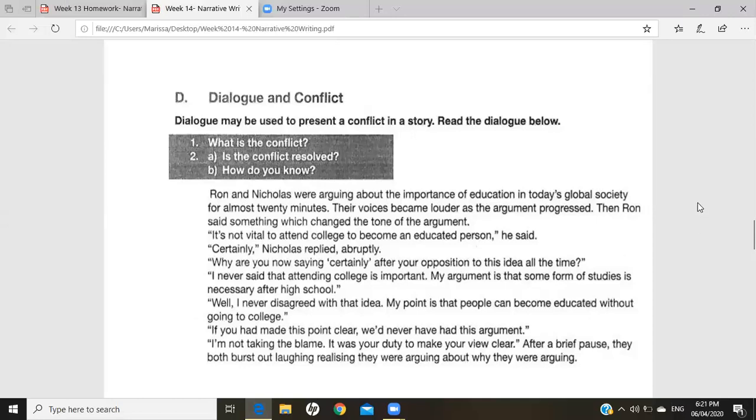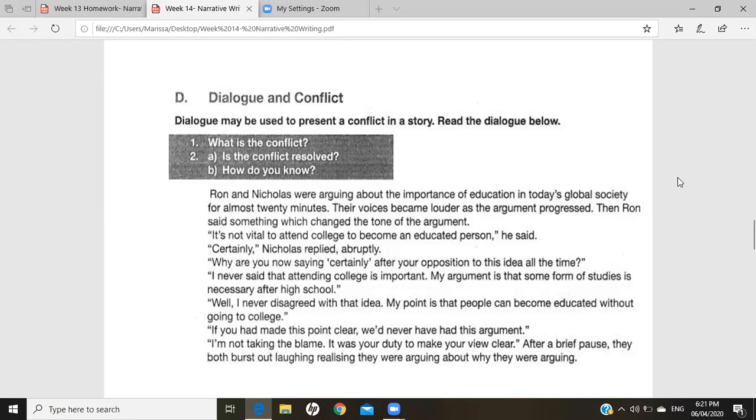They're arguing about the importance of education. Very good. And do you think at the end the conflict is resolved? Yeah. And how do you know that? Because after a while, they both started to laugh, realizing that they were just arguing about arguing. Good. Sometimes you see people arguing and the conflict goes on, and then in the end they just laugh and they're like, oh, whatever. And after, they're back to normal. That shows you that everything has been resolved. So that's exactly what's taking place here.